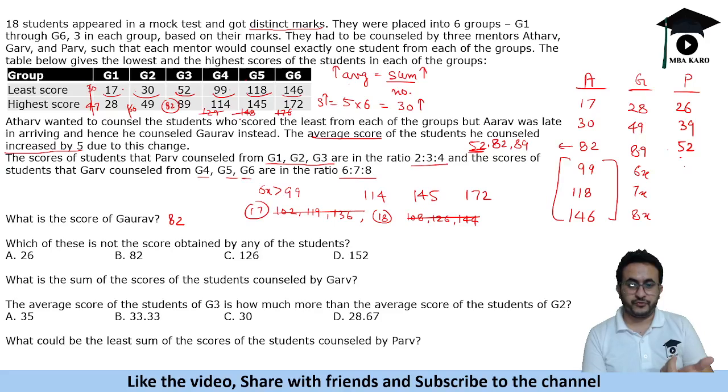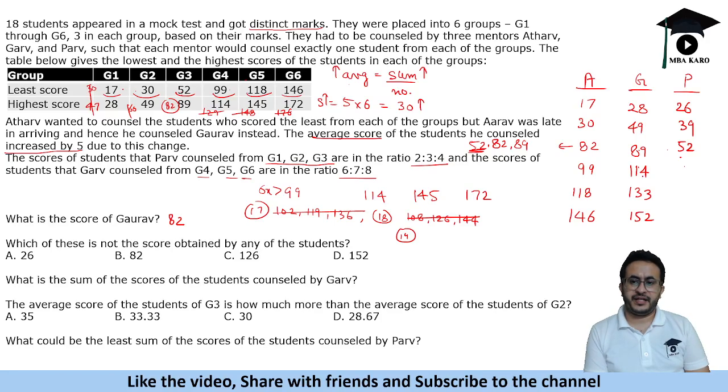Highest value is 114, so we will have to take 19. So this will be 114, 133 and 152. So these are the three values that we will get. Now 99 and 114 are done, so this is missing. Okay, and then we have 118 and 133 done, so this is 145 that will come here, and the last value, that is 146, 152, a central value is figured out, 172 is missing, so that will be in this case.